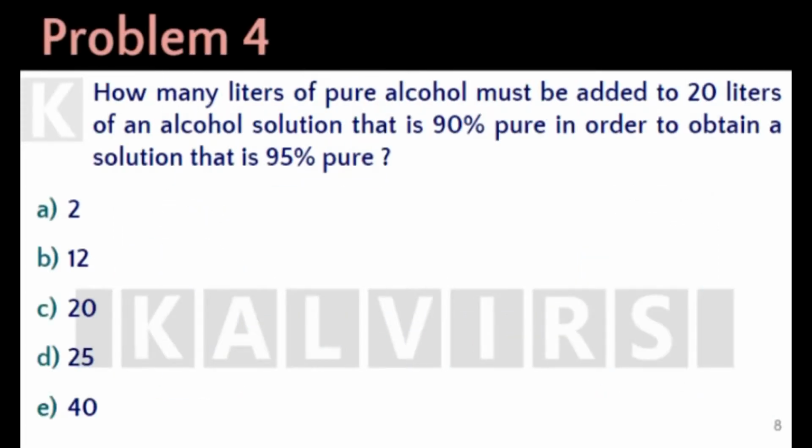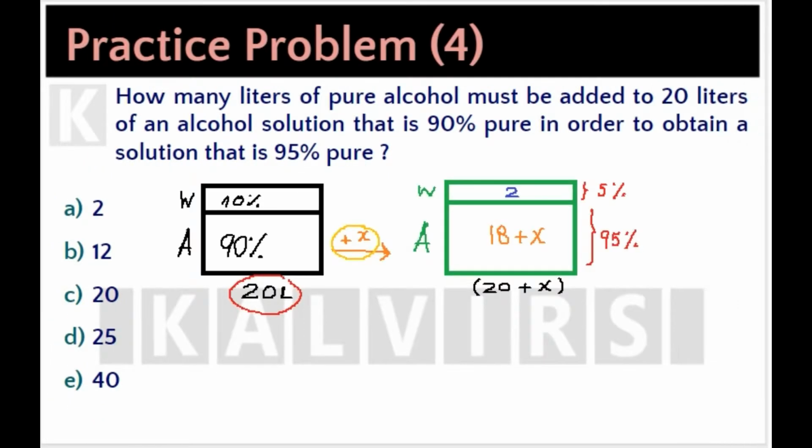It says, how many liters of pure alcohol must be added to 20 liters of an alcohol solution that is 90% pure in order to obtain a solution that is 95% pure? There are 20 liters of an alcohol solution that is 90% pure. It means that 18 liters are alcohol and 2 liters are water. Now, let X be the number of liters that are going to be added to the solution in order to obtain a new solution that is 95% pure.